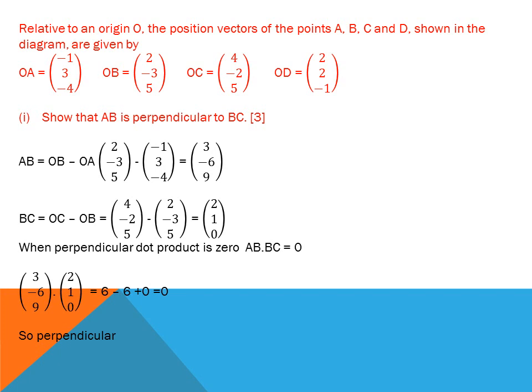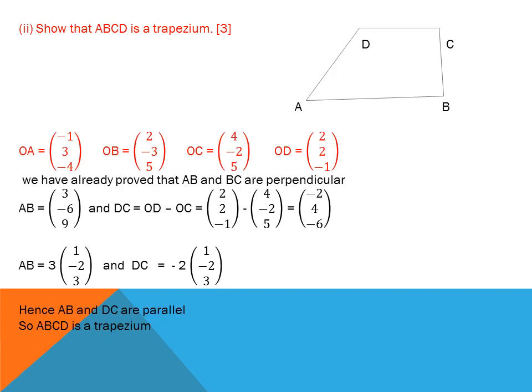It's the simplest form of the vectors. When I solve this, 0 is proved, so they are perpendicular.